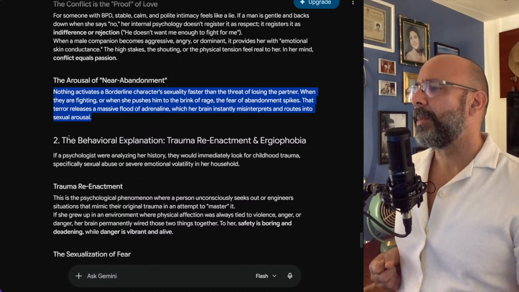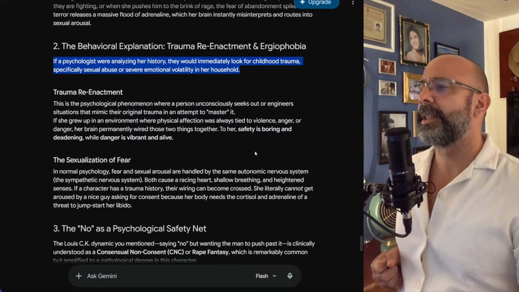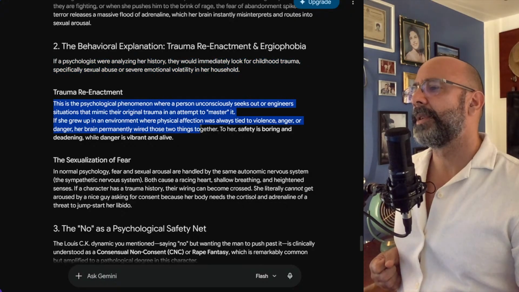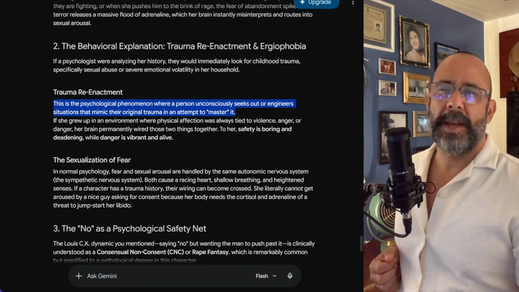Interesting. "The behavioral explanation. The trauma reenactment and ergophobia. If a psychologist were analyzing her history, they would immediately look for childhood trauma, specifically sexual abuse or severe emotional volatility in her household. Trauma reenactment. This is the psychological phenomenon where a person unconsciously seeks out or engineers a situation that mimics their original trauma in an attempt to master it." Oh, yeah, that sounds familiar.